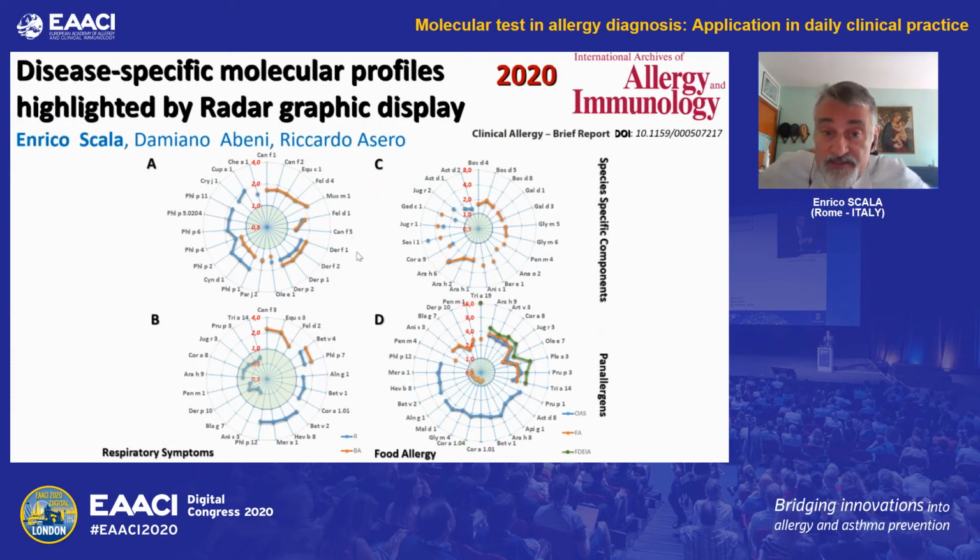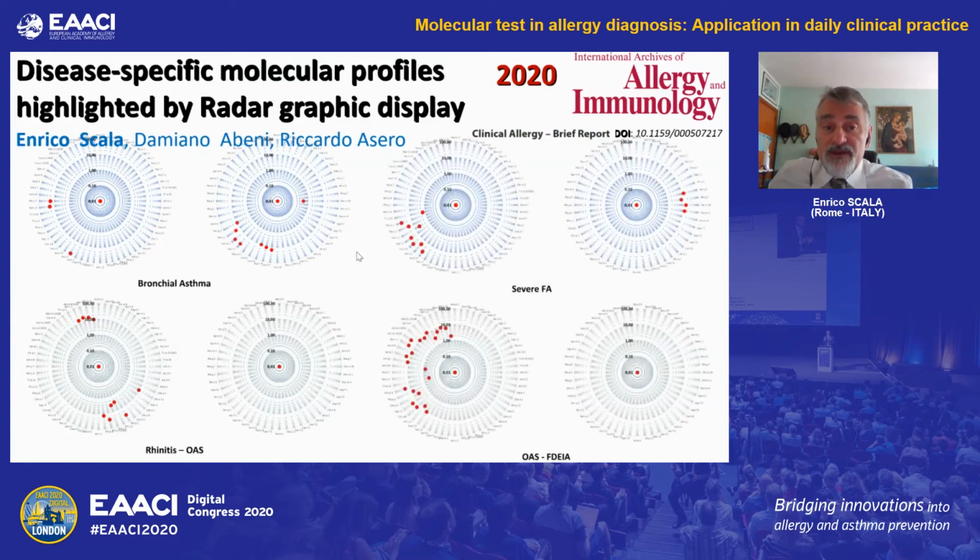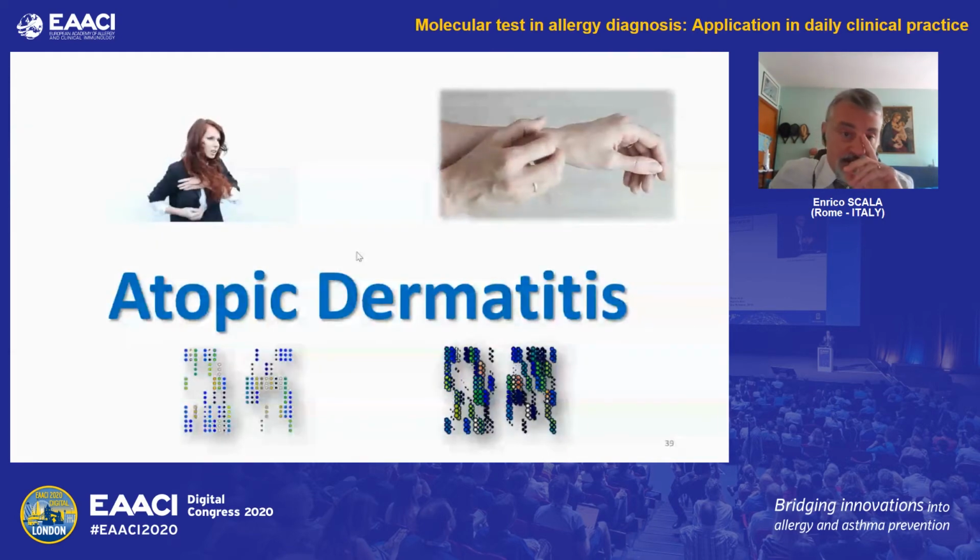Therefore, taken together, as you can see in this summarizing picture, there are specific pictures that are associated with all the different clinical statuses when you consider species-specific components or panallergens. And the interesting thing is that such a picture can also be replicated at individual level, therefore depicting a sort of allergogram where you can describe the situation of sensitization for each patient at the same time.